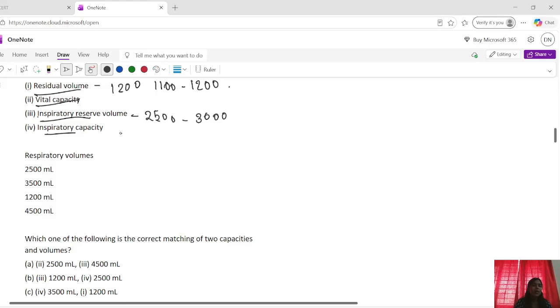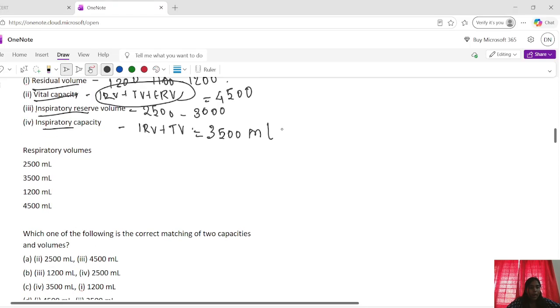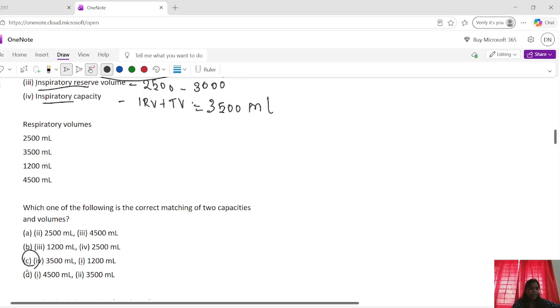And inspiratory reserve volume along with the tidal volume gives us the inspiratory capacity. And vital capacity is nothing but IRV along with TV and ERV, right? So now the value of vital capacity is 4500 and inspiratory capacity is what? 3500 ml. Okay. So now let us look at the options. 1 should have 1200 and 4 should have 3500.